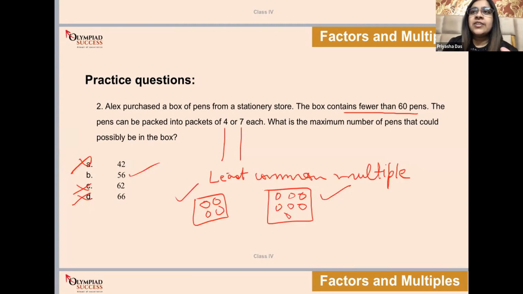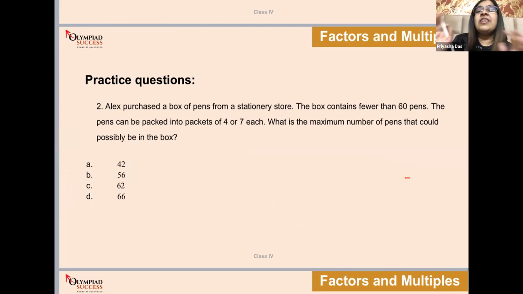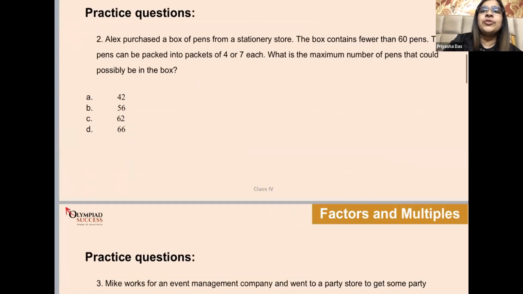I hope everyone is clear with this. Yes, Aishwarya, 28 could have been the answer, but since we don't have 28 as an option over there, we'll go with 56. Correct? Okay, perfect. If any one of you has any doubts or questions, please type it down in the chat box. I'll be happy to answer you, but I won't be able to unmute you because this being a demo session, we have some protocols.